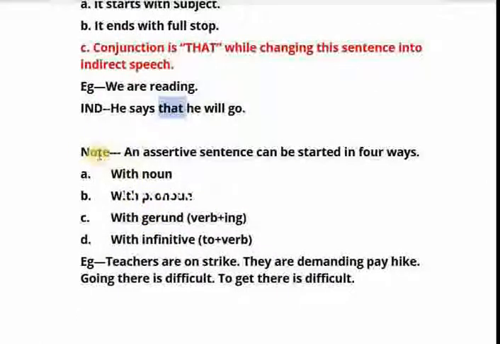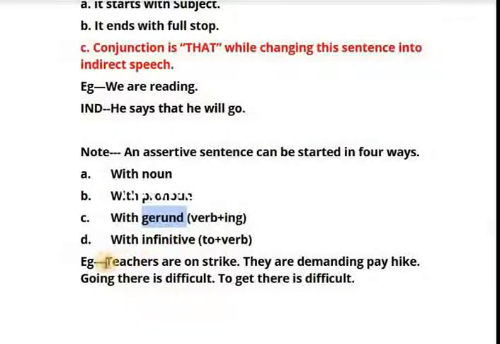Here are the things which I discussed in the beginning of the video, that there are four ways an assertive sentence can be started. It can be started with a noun, a pronoun, a gerund or an infinitive. Gerund and infinitive act as a noun in the sentence, which I have already discussed in the infinitive and gerund videos. If you haven't watched them, go there and watch, so that you will have a clear understanding of gerund and infinitive and how they are used in sentences.